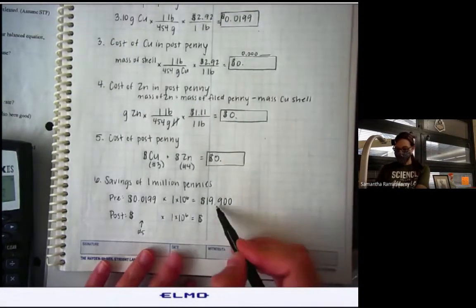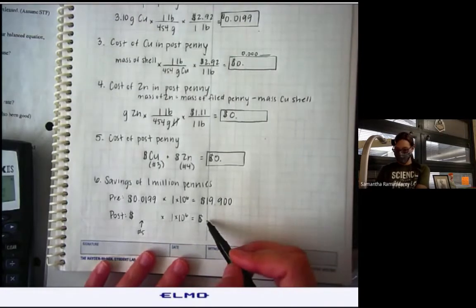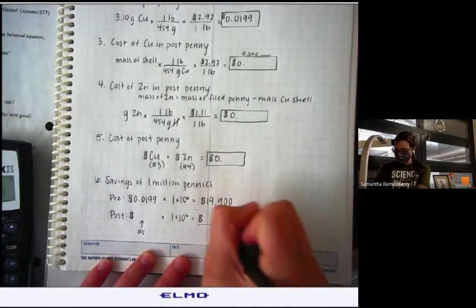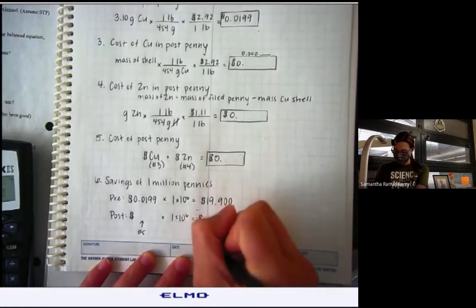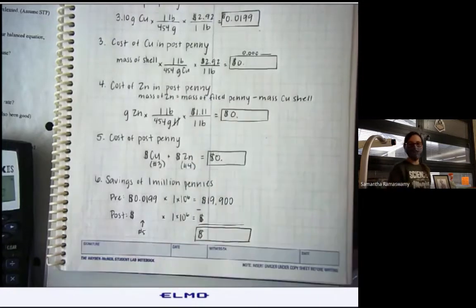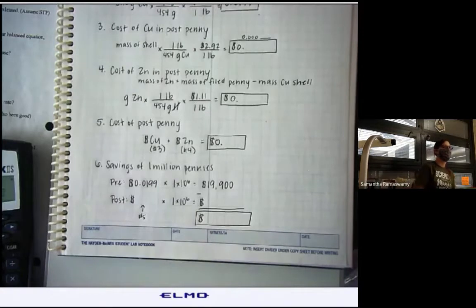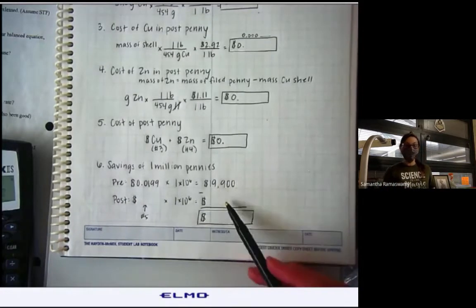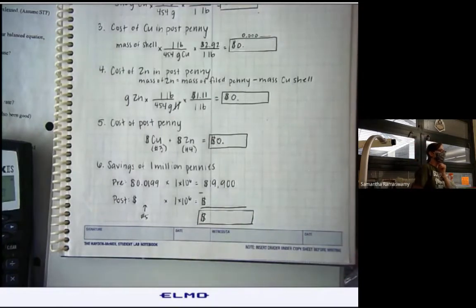So this is how much it cost before. This is how much it cost after. If we subtract them, that gives us the amount of money that the government saved. So we take 19,900 and we subtract the amount that it costs to make 1,000,000 post-1982 pennies. And that will give us our savings.